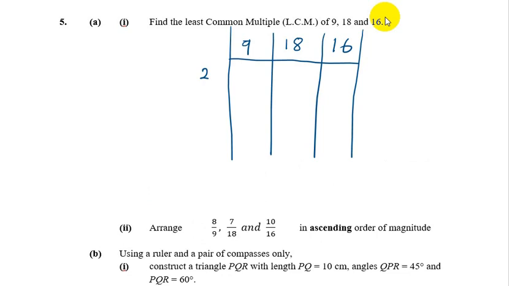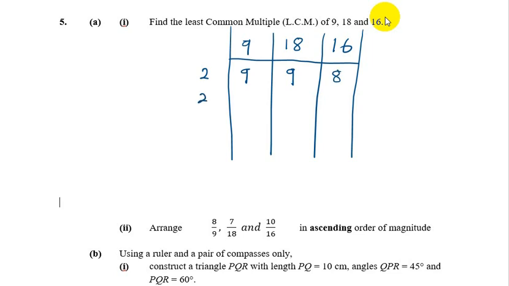Now, can 9 be divided by 2? No. So I repeat my 9. Can 18 be divided by 2? Yes. It will be left with what? 9. Can 16 be divided by 2? Yes. It will be left with what? 8. Okay. Let's still continue using 2.